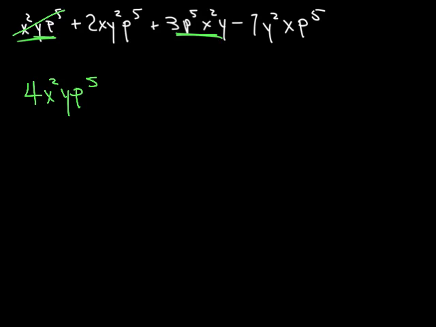And I can cross those out because I'm done working with them and I don't want to get confused. Alright, let's look at these. This one has an x, that has an x. Y squared, p to the 5th, p to the 5th. So same letters, same exponents, I can combine them.